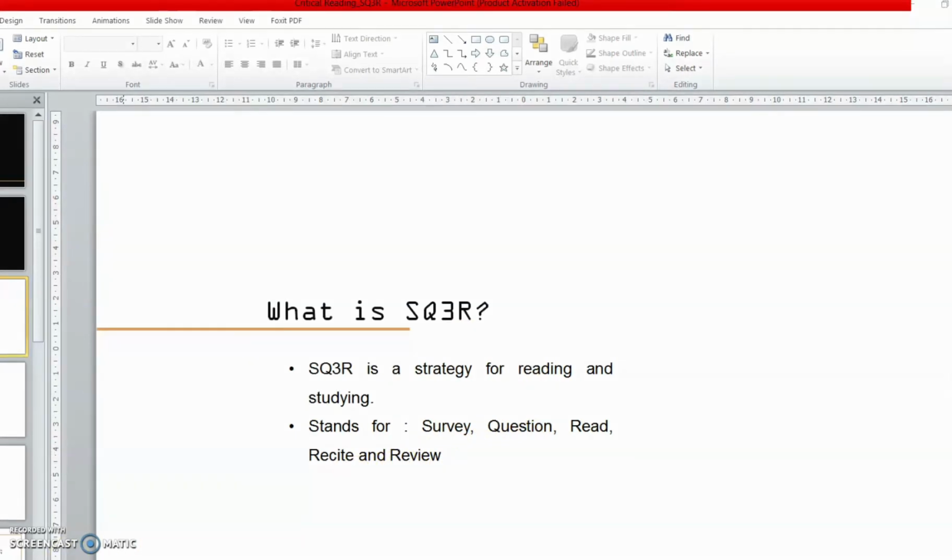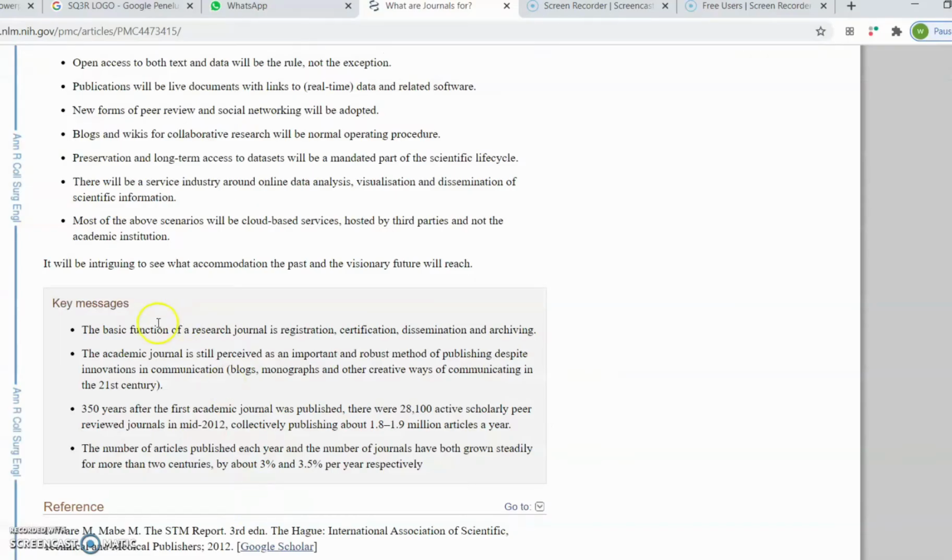First method, we must find the keywords in this journal. Here's the journal. Because if we know the keywords, it can help us to understand the meaning of the journal. Here, key message. The basic function of a research journal is registration, certification, dissemination, and archiving. The academic journal is still perceived as an important and robust method of publishing despite innovations in communication, and so on.